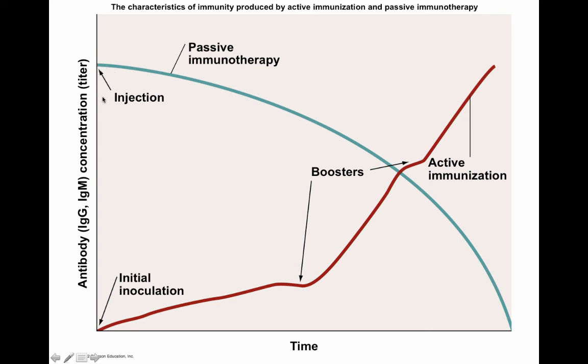This is showing passive immunotherapy. If someone was sick with something and they were injected with antibodies that were preformed either by a hybridoma or in someone else's body, like in their antiserum, and I got an injection of those antibodies, it's going to give me a high amount of protection at the time of injection, but it's going to slowly decline over time.